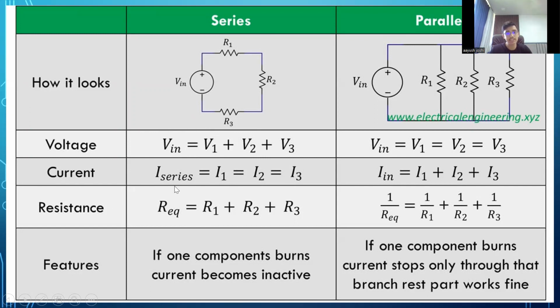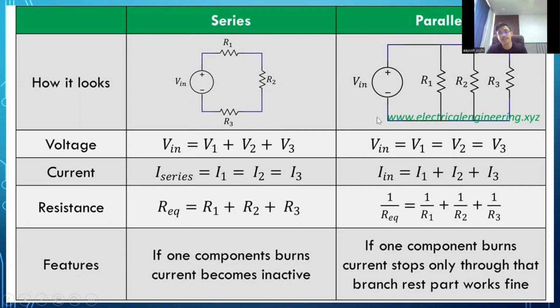Over here in a series, the current is constant. The same current is moving through the series. So if 2 amperes is moving through, it will be 2 amps in R1, 2 amps in R2, and 2 amps in R3. It is constant throughout the circuit. But the resistance is R1 plus R2 plus R3 in a series circuit. It adds up similar to the voltage because the resistance keeps increasing as you add more components in series.